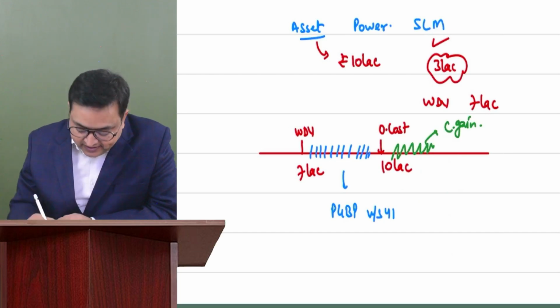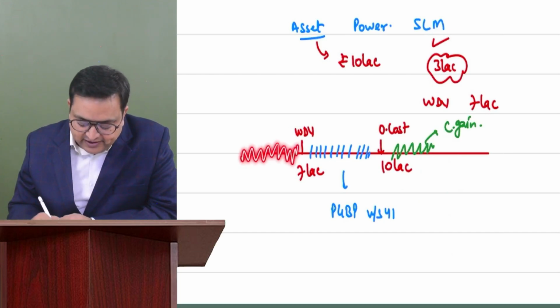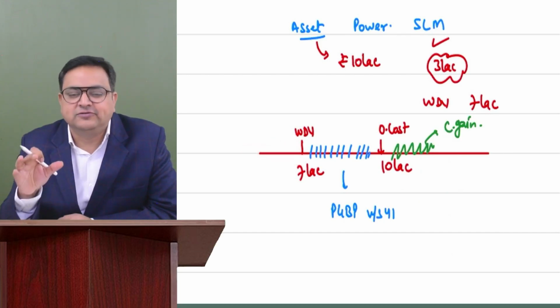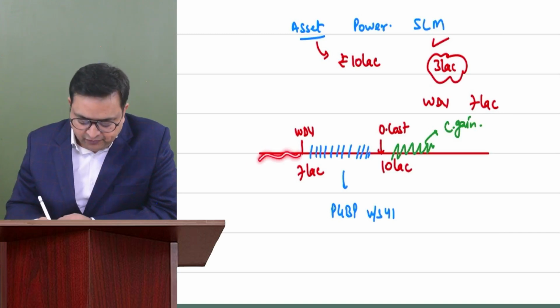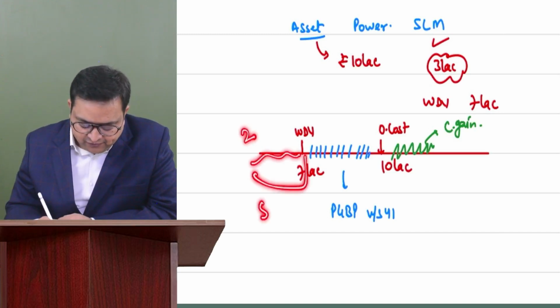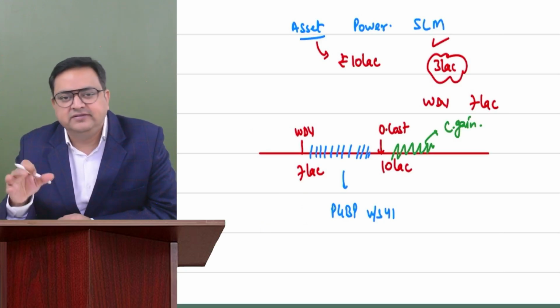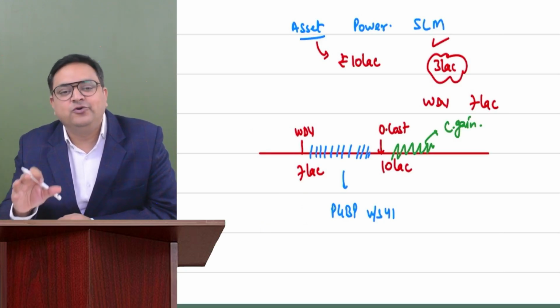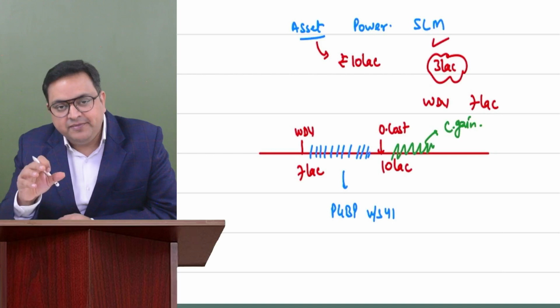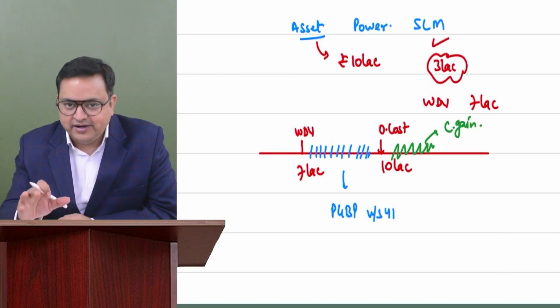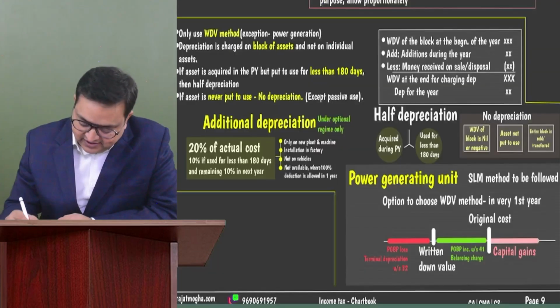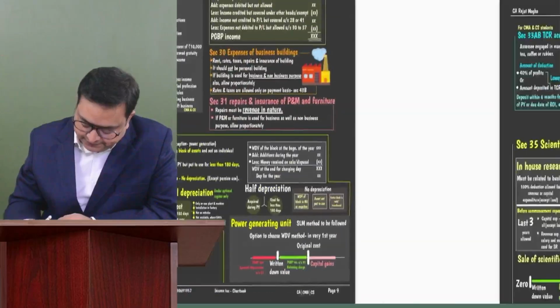Got it? In case this asset is sold for less than this value, less than 7 lakh, it is a case of loss. So let's say it is sold for, for example, 2 lakh. Then 5 lakh would be the loss, which is allowed under PGBP as a terminal depreciation under section 32 itself. So this is how you will compute the treatment of sale of a power generating asset. Got it? I believe it's very easy and now you are able to recall this also.